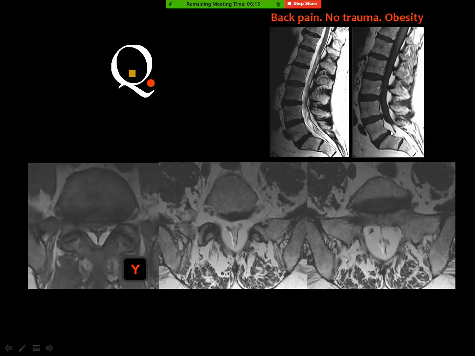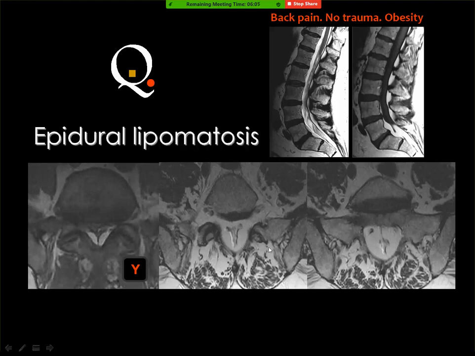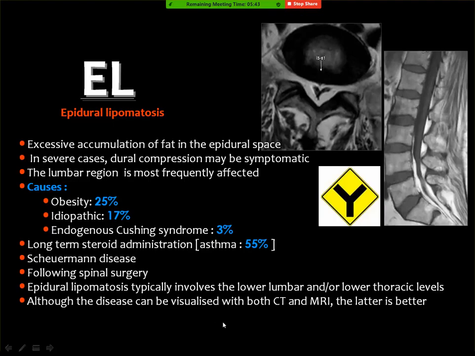Yes, this is a lymphoma which is present in the epidural space compressing the thecal sac, known as epidural lymphomatosis. And this lymphomatosis has a characteristic MRI appearance which looks like the letter Y. This is because of the compression of the thecal sac from both sides, resulting in this appearance.